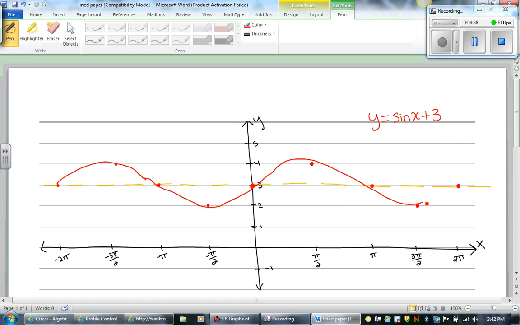This is the worst looking sine curve ever, I apologize. You have your sine curve that has simply been vertically translated up 3 units. Okay? So again, you're going to put in a dashed line at your midline, and you're going to basically graph your function around that midline.